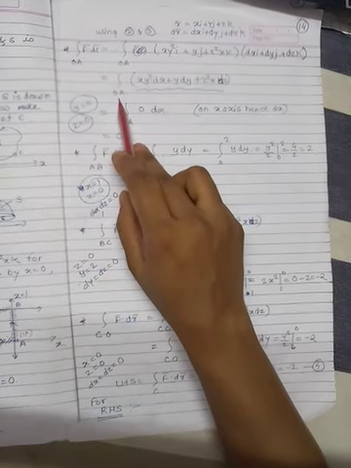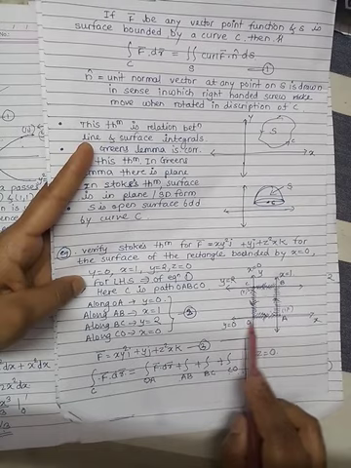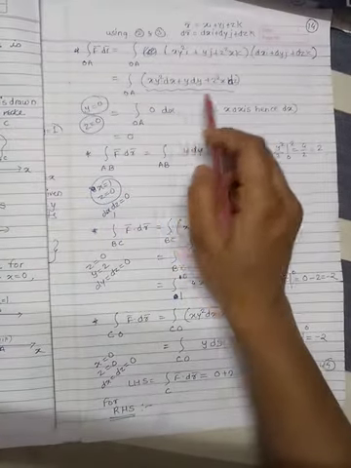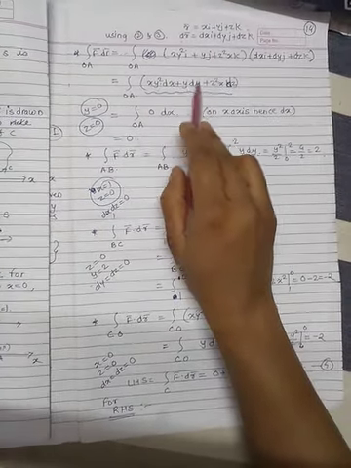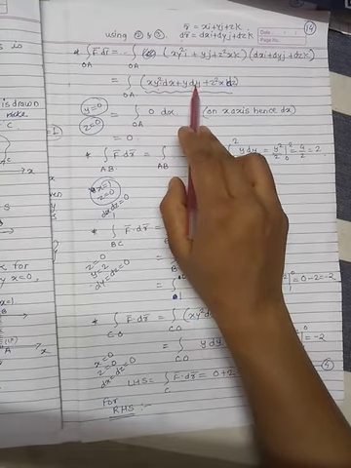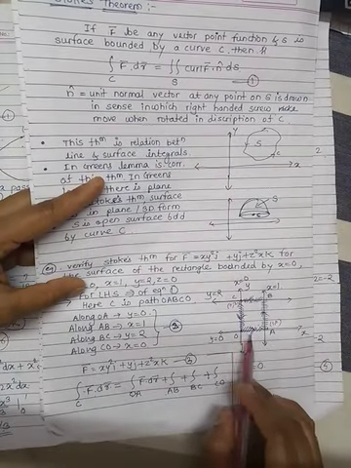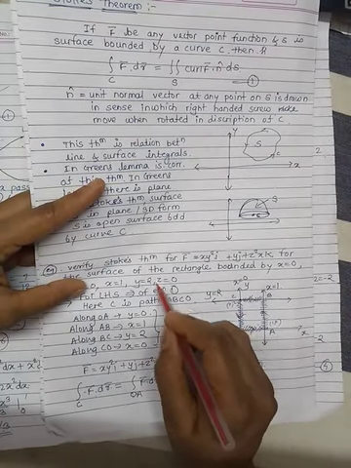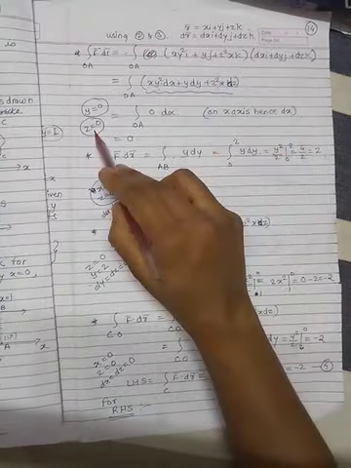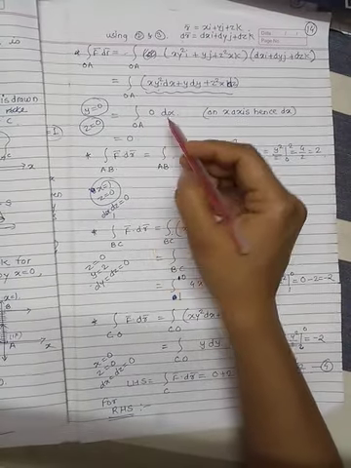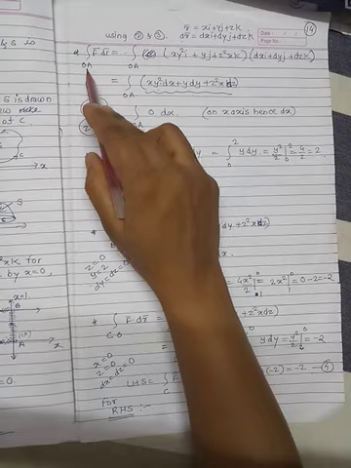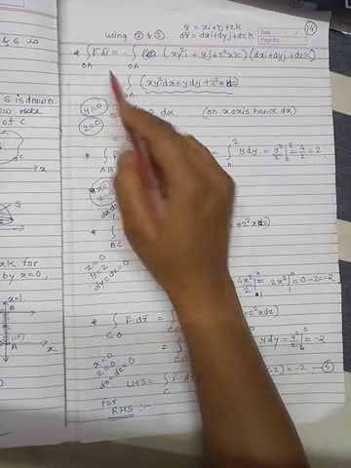Then along OA, y is 0. So put y equal to 0, we get z square x dz. Again along OA, commonly it is given in the example that z equal to 0. So put z equal to 0 here, we get 0 dx. So the integration of 0 is 0. So we get the line integral along the path OA is equal to 0.